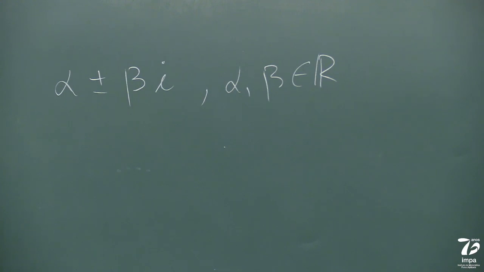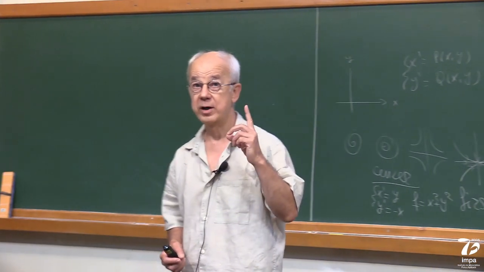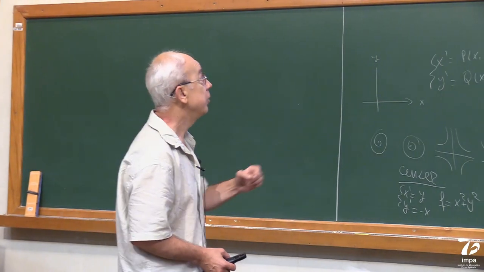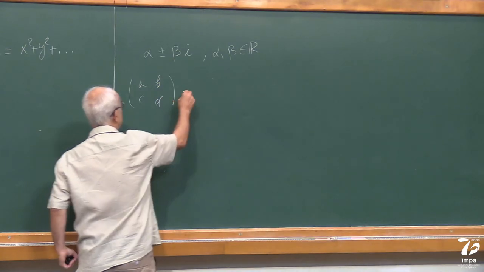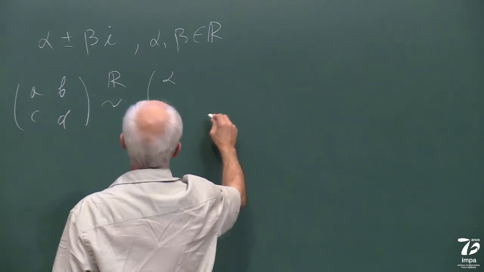If you have a real matrix like A, B, C, D, which has two complex conjugate eigenvalues, show that we can find a linear change of the variable over R, not over C. So a real change of variables, which puts the matrix into this nice form on the second line. So that if you have A, B, C, D over R, you can conjugate this matrix to this one.